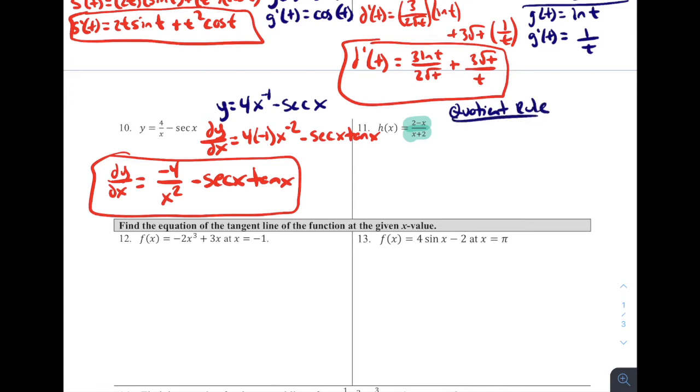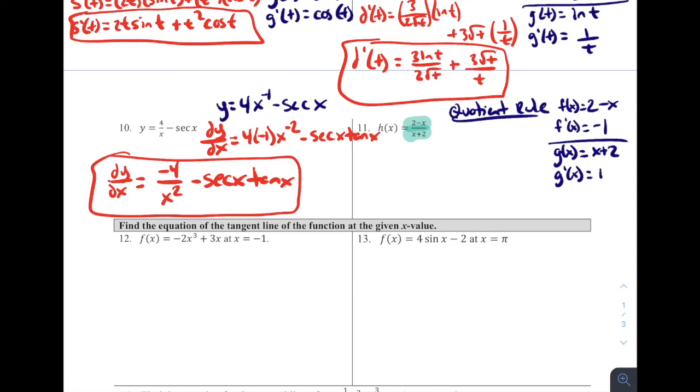Well, what are my two functions? The numerator is what we call f of x. So f of x is our 2 minus x. If we take the derivative of that numerator, that's going to be negative 1 by the power rule. And g of x, that denominator, is going to be x plus 2. And the derivative of that by the power rule is going to be just 1.